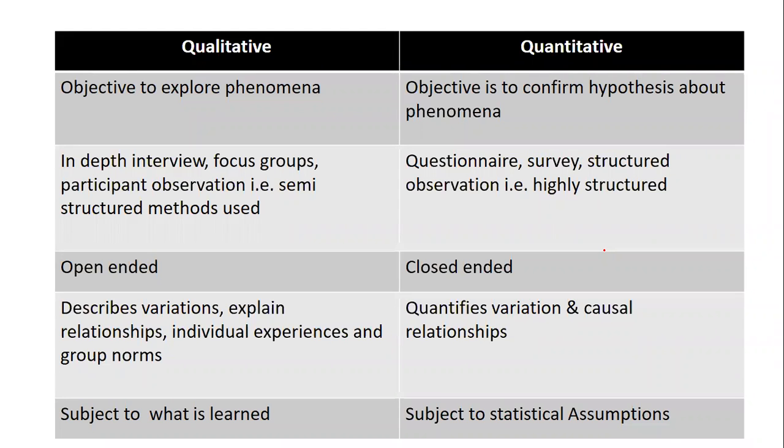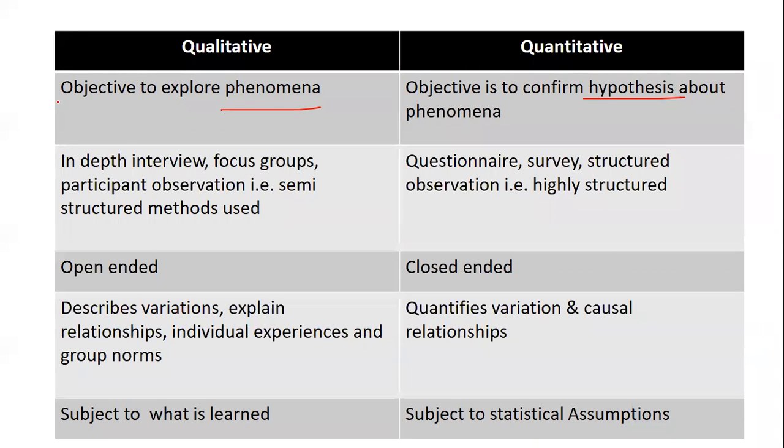Then comes your various types of research. We will see them one by one. At the same time, we'll keep on seeing the differentiation also. Talking about qualitative and quantitative research: qualitative is the one whose objective is to explore the phenomena, whereas quantitative is to confirm the tentative statement which has been framed by us, that is, the hypothesis.